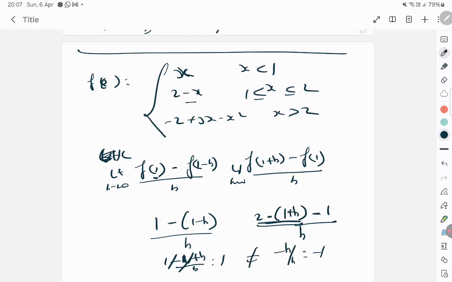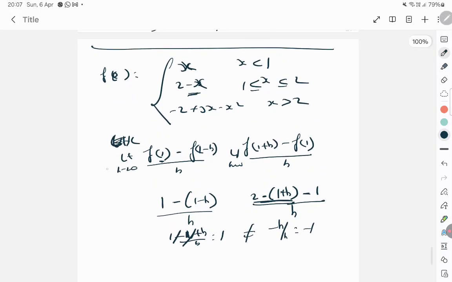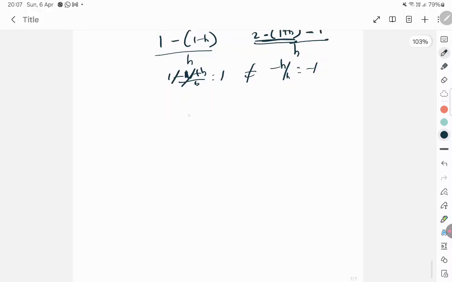You know the left hand limit is going to be minus 1, and it is differentiable also. We're getting a definite answer. So let's now do the differentiability for 2. We just checked the differentiability at x is equal to 1. Let's try the differentiability at x is equal to 2.